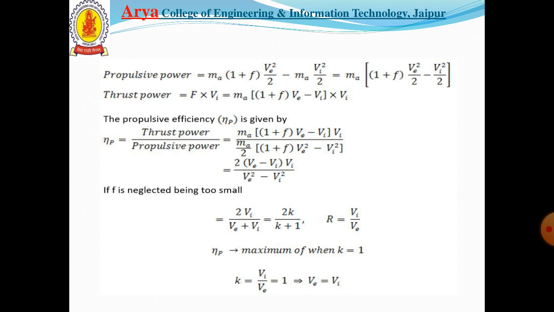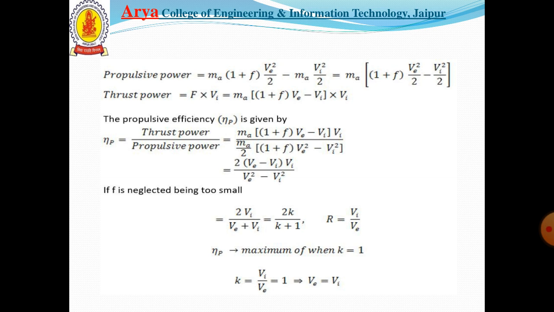Now, the propulsive efficiency eta P is given by thrust power upon the propulsive power. By simple mathematical relation we can get eta P equal to 2 (Ve minus Vi) into Vi upon (Ve square minus Vi square). If f is neglected, being too small, then the equation becomes 2 Vi upon (Ve plus Vi), equal to 2k upon (k plus 1), where k equals Vi upon Ve, that is k.